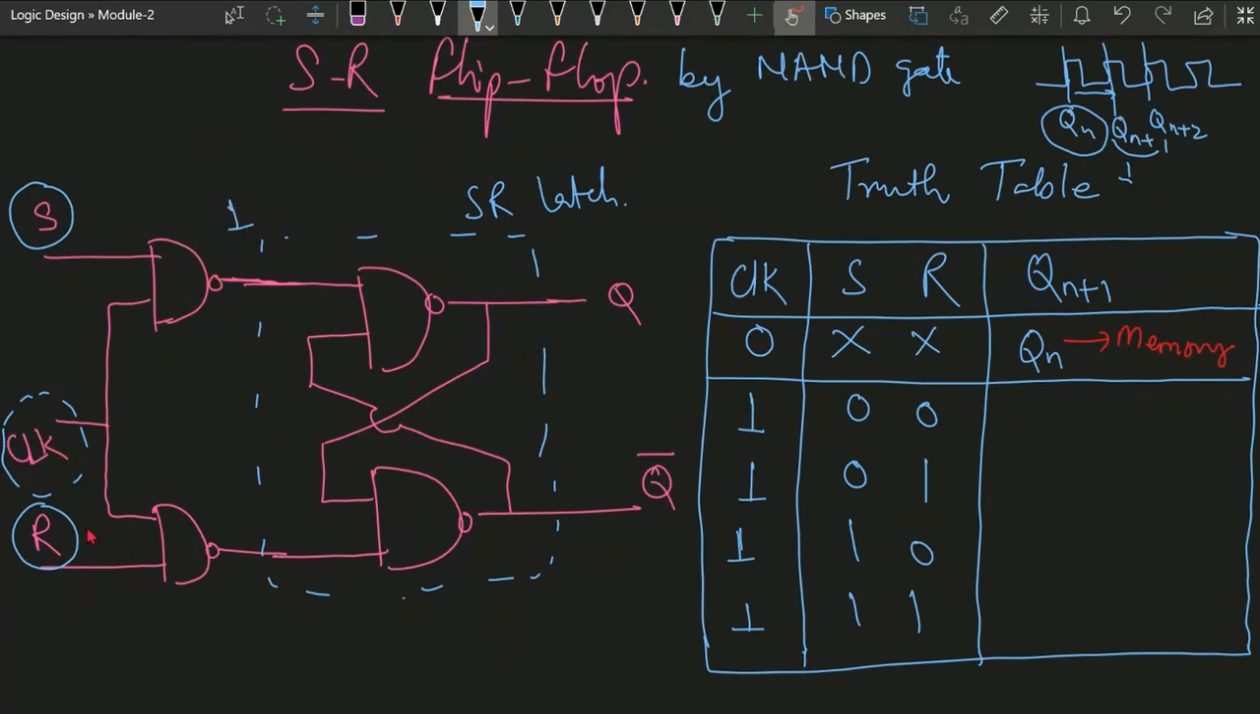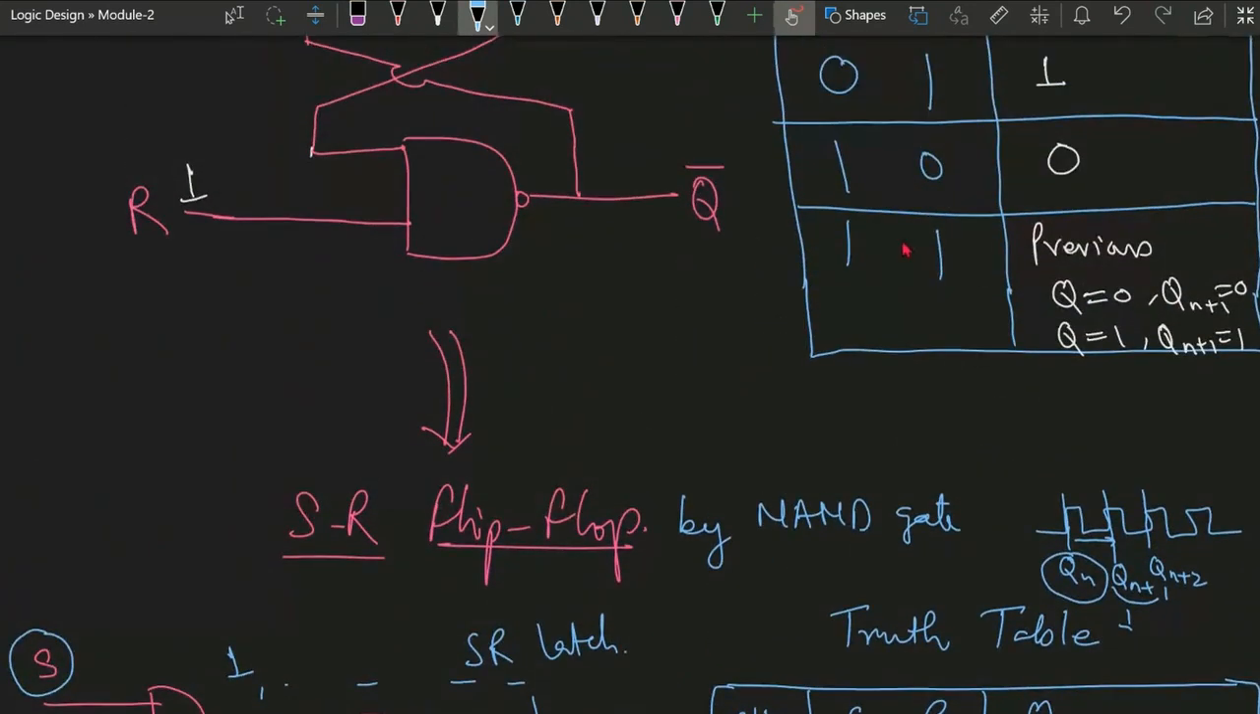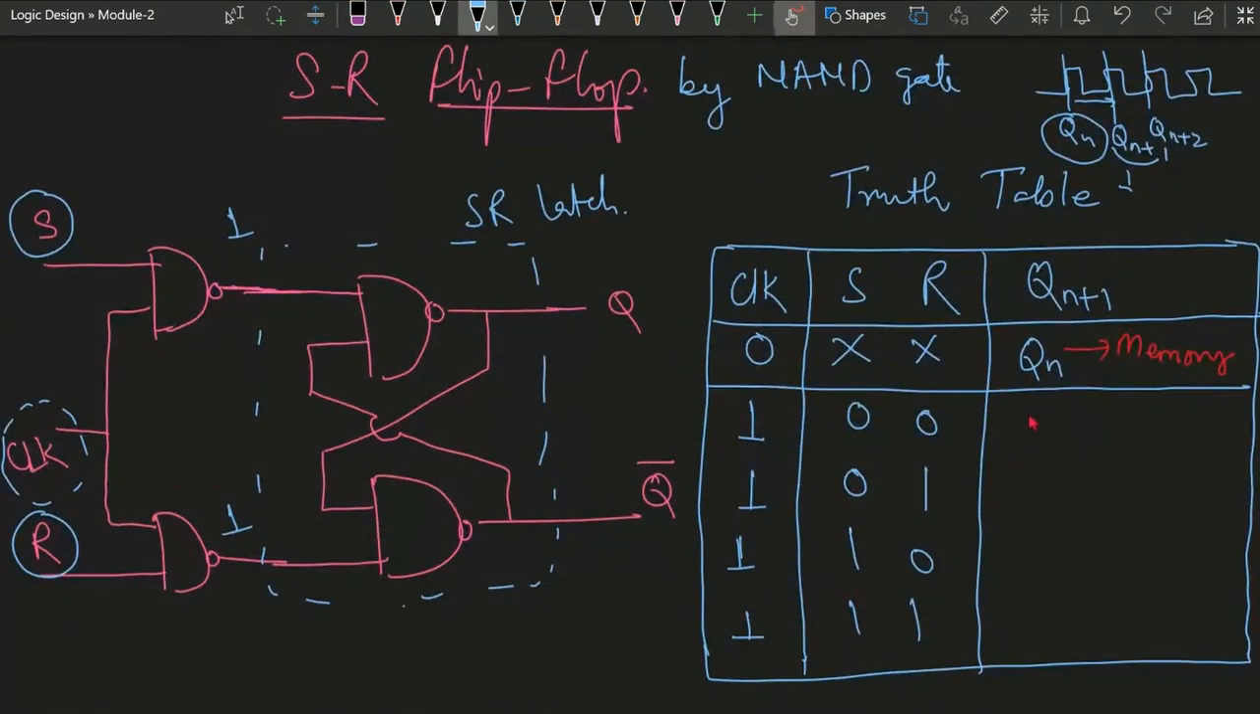Here also clock is 1 and R is 0. So for 1 and 1, what is the SR latch? SR latch is previous value. So again here it is the case of clock 1 and S and R is 0 0. So again the output will be the previous value. In that case, it is considered like it is working in hold mode, meaning whatever the output is, the same value is being held.